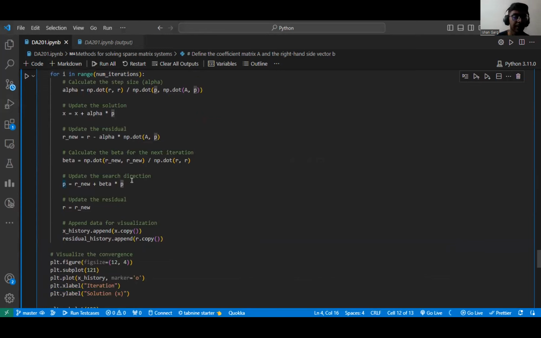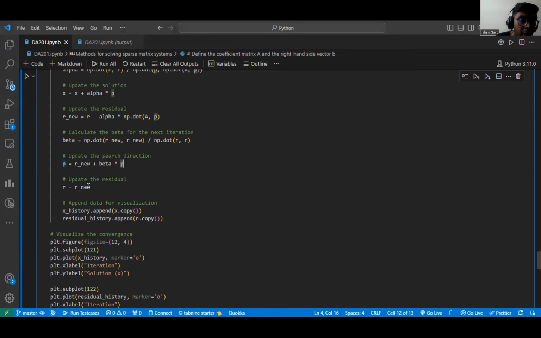So P is just a linear combination of residuals as well as previous P's, so that they are conjugate with respect to A. And residuals are nothing but gradients, the negative of the gradient at any iteration K. So we define R is equal to R new, we append them into the history, and then we are plotting it.